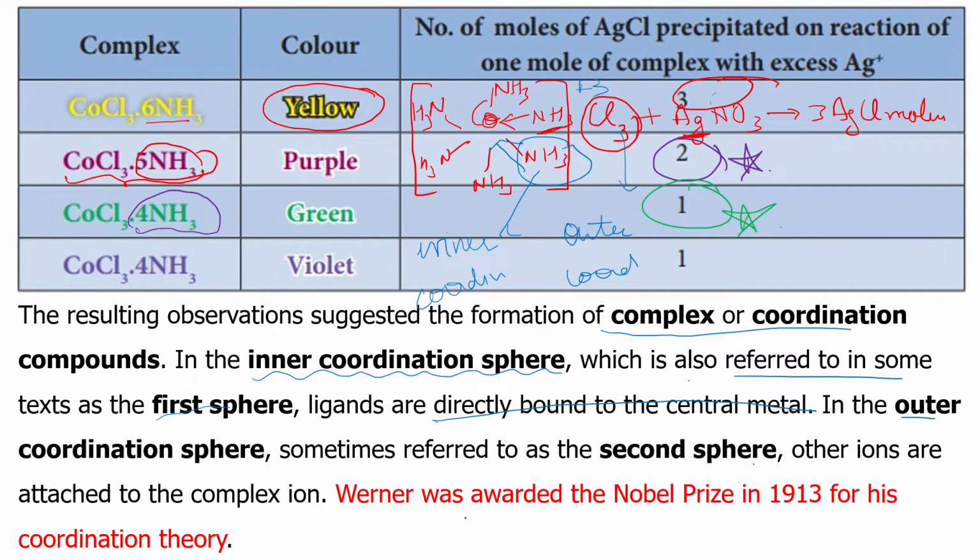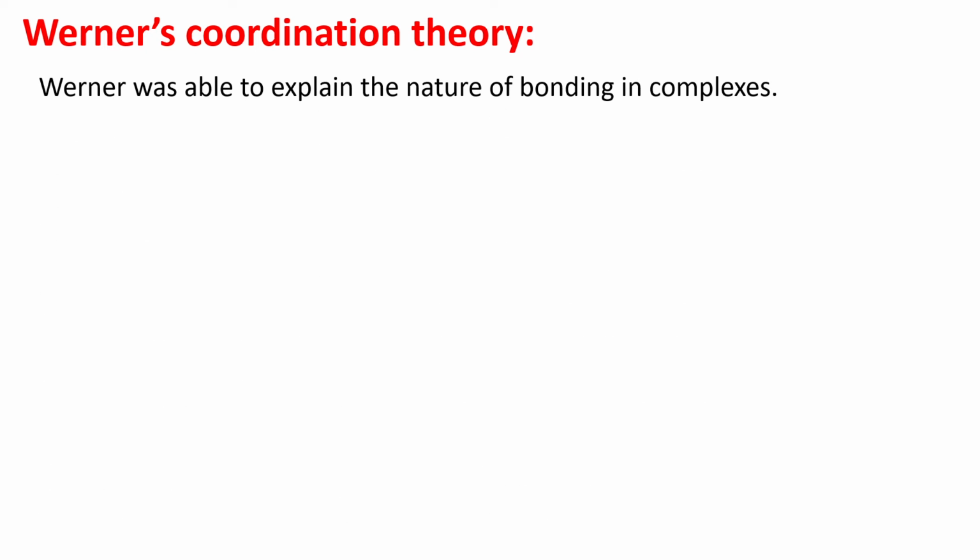Okay. Werner was awarded the Nobel Prize in 1913 for this coordination theory, as he explained that there is a bond formation between metal and ligands via coordinate bonds. That's why the complexes are called coordination complexes. So this is Werner's coordination theory. Werner explained the nature of the bonding in the complexes, that ligands are coordinating with the metal ions and are donating their lone pairs to the metal ion via coordination bond. He explained the bonding, and he further gave some postulates which are considered as the postulates of Werner theory.